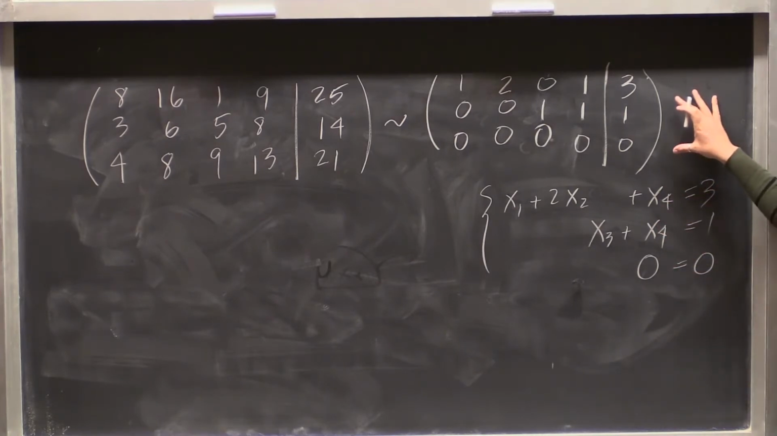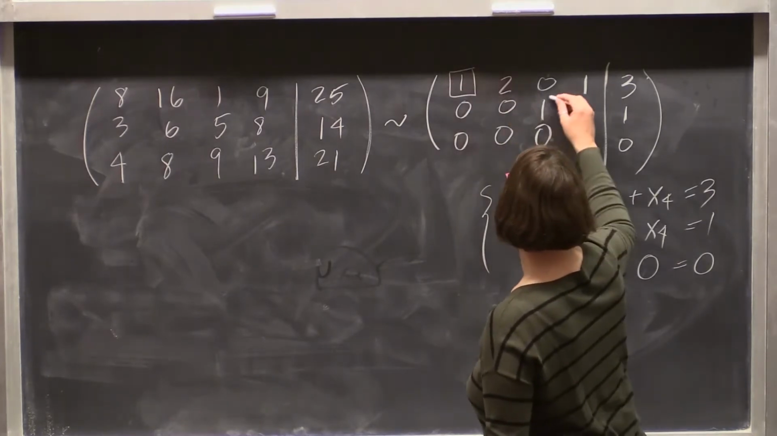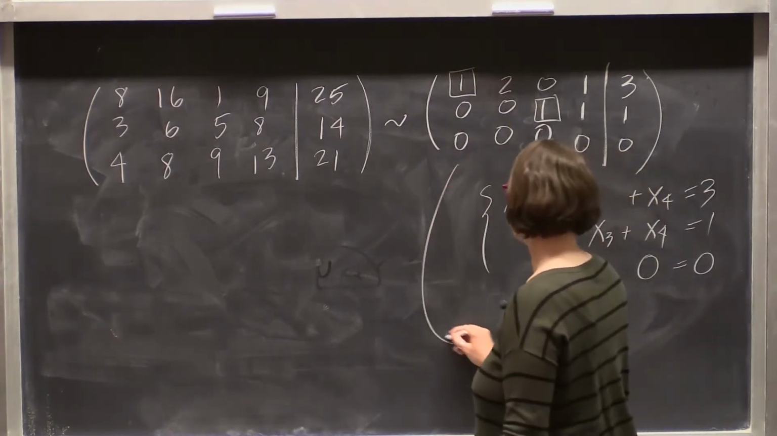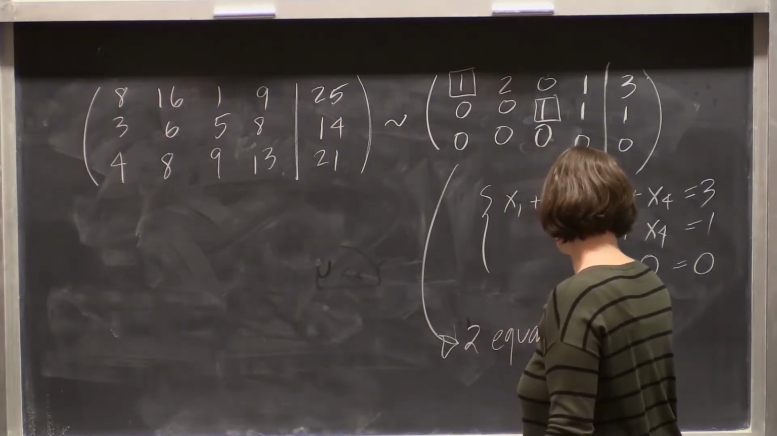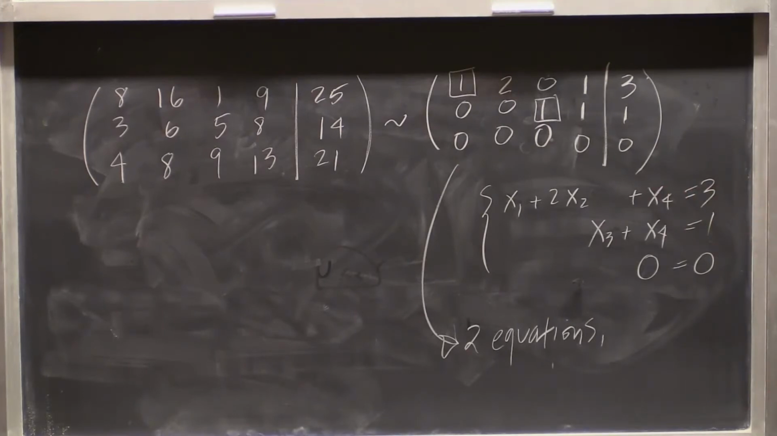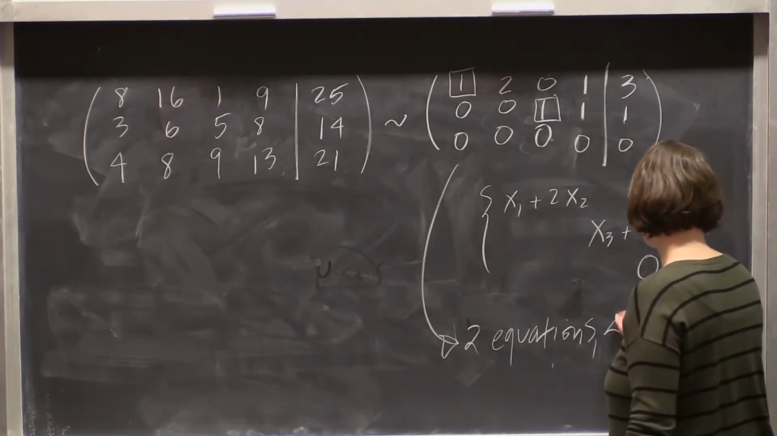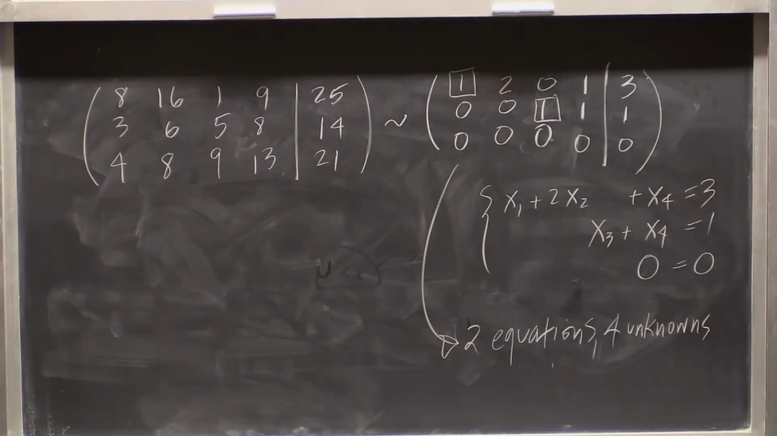How many equations actually matter? 2. So this really is 2 equations. How many unknowns? 4 unknowns. So we have 2 constraints, 4 things we're trying to determine. We're going to get how many solutions? Infinitely many.